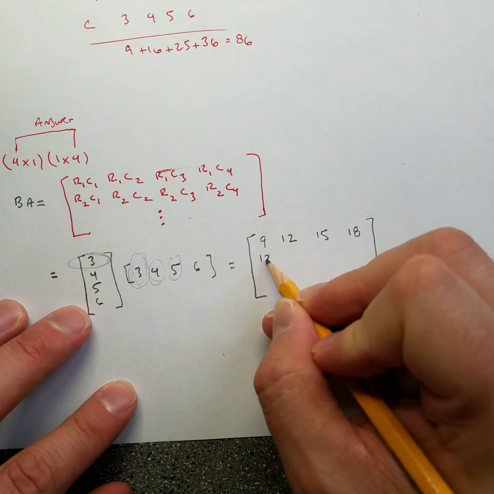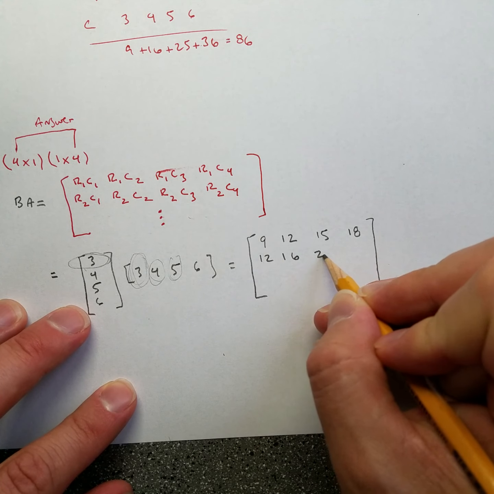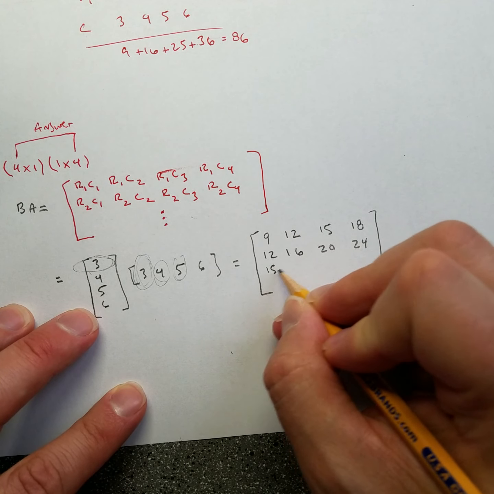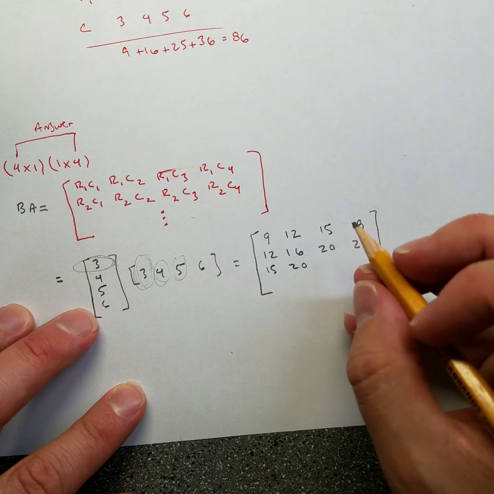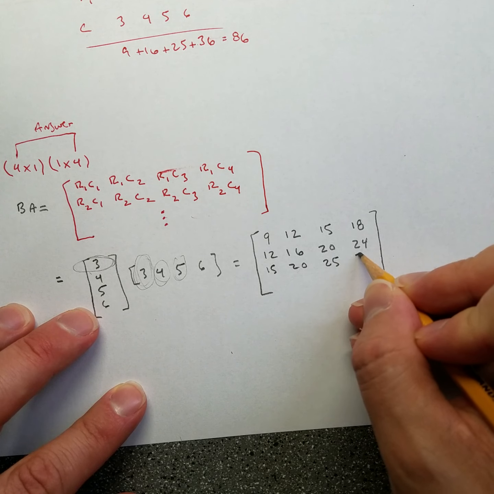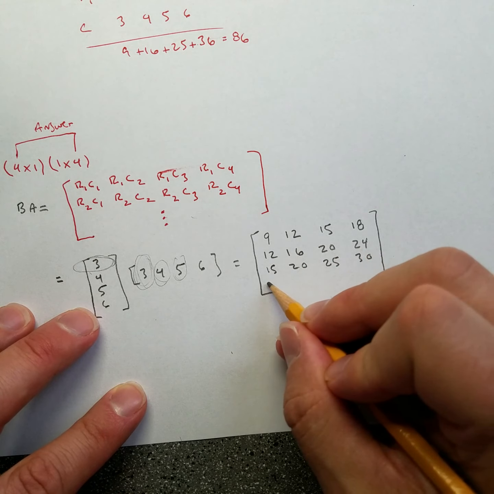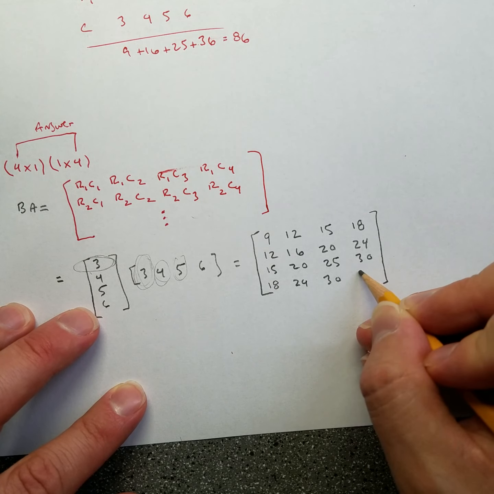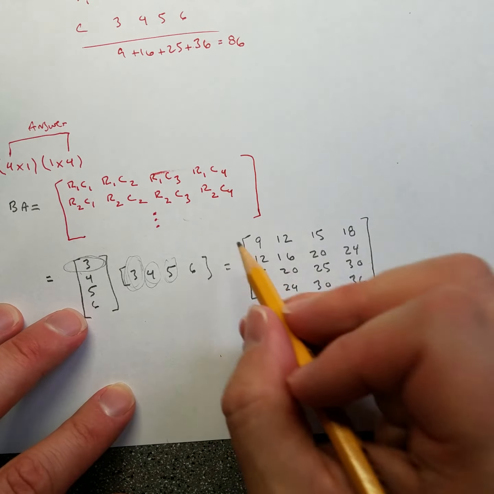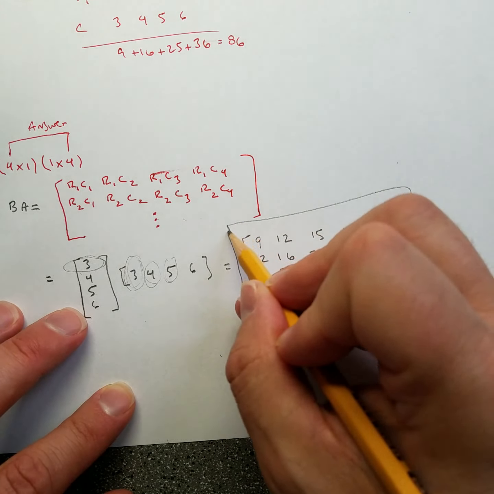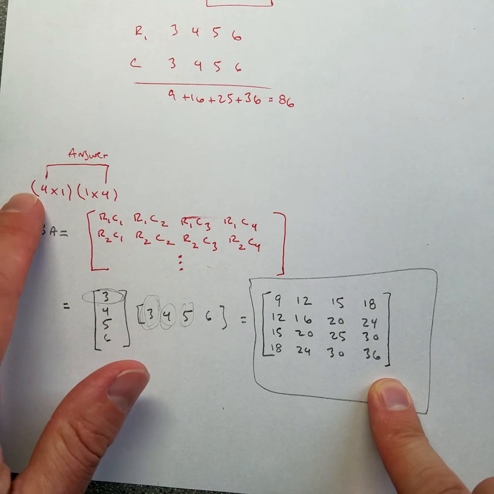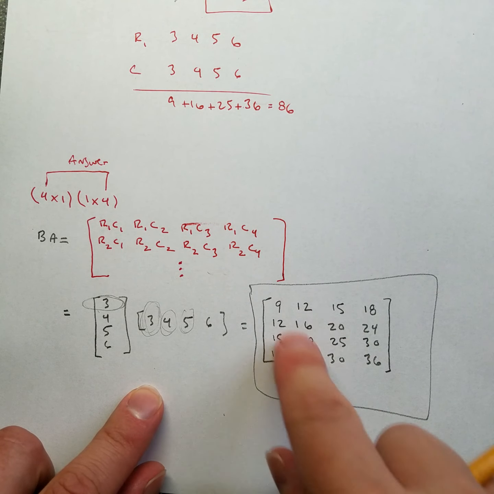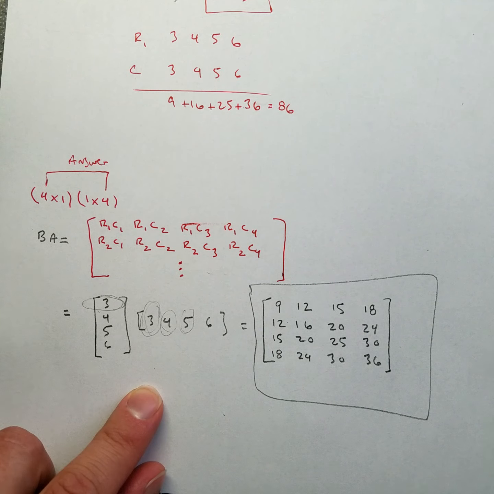So you get here 12, 16, 20, 24, and 15, 20, 25, and 30, and then 18, 24, 30, 36. Okay, and there will be our answer. We said that you would get a 4 by 4 matrix as an answer. 4 rows, 4 columns, just like we're supposed to.